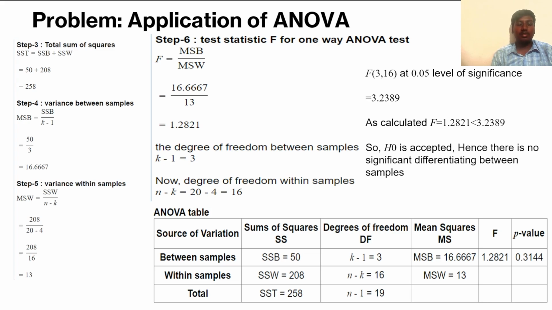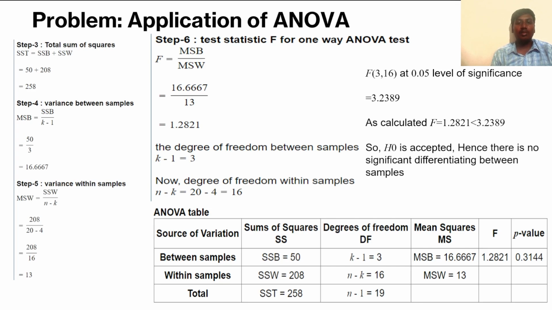Variance within samples, MSW, is equal to SSW divided by N minus K. N is 20 and K is 4, because the number of samples we have taken is A, B, C, D. That is equal to 208 divided by 16, that is 13. Test statistic F for the one-way ANOVA test: F is equal to MSB divided by MSW, that is 16.667 divided by 13, which is equal to 1.2821.